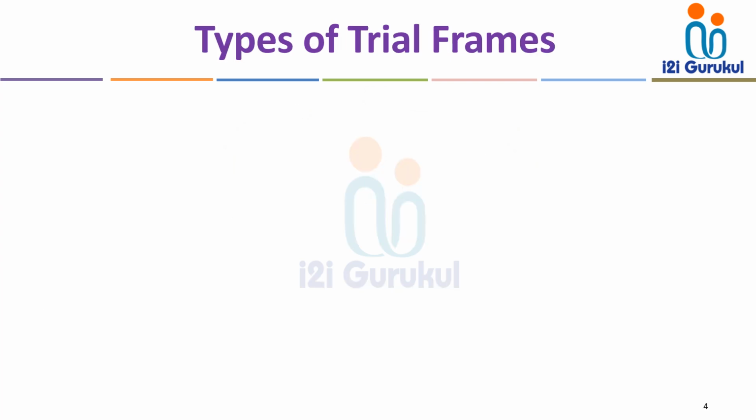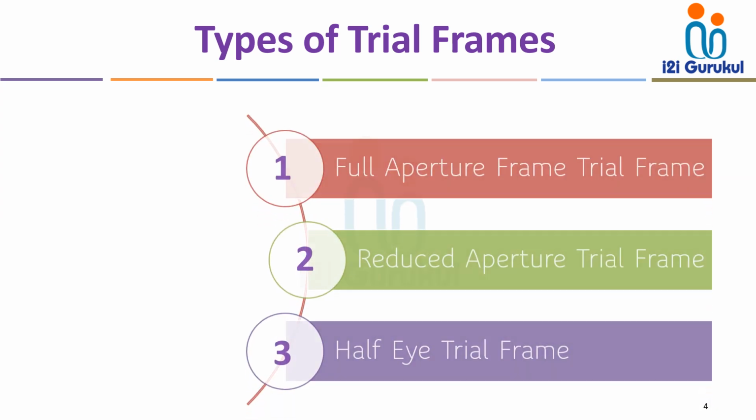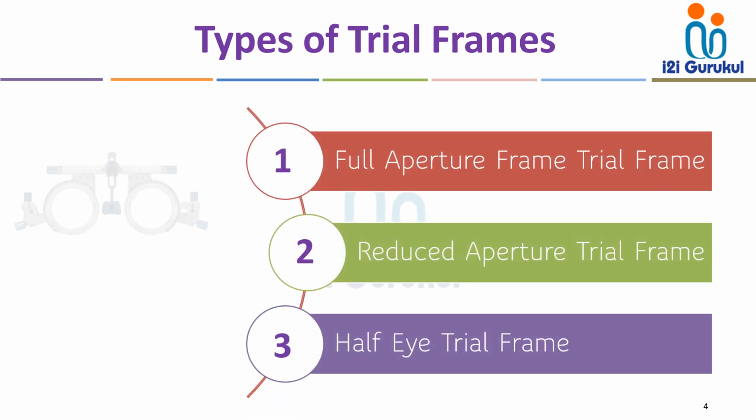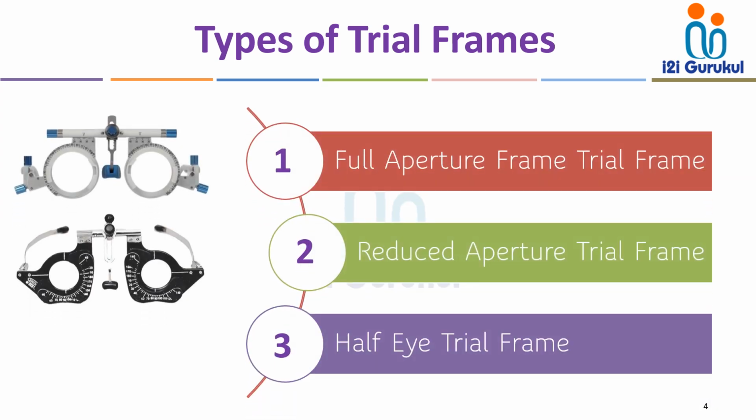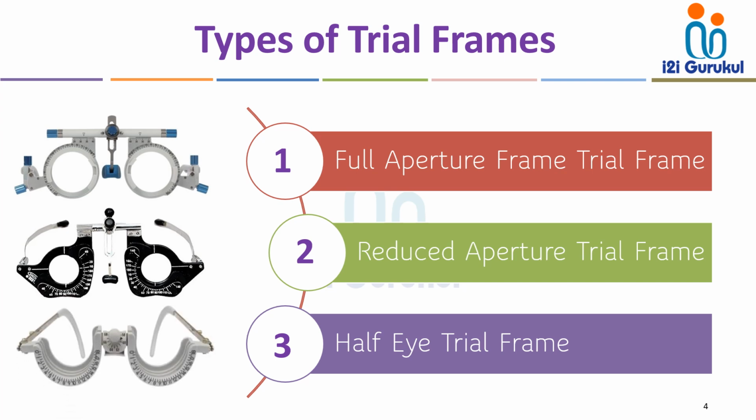Now we have different types of trial frames. First one is the full aperture trial frame. Second one is the reduced aperture trial frame, and the third one is the half eye trial frame. We'll look into them one by one.